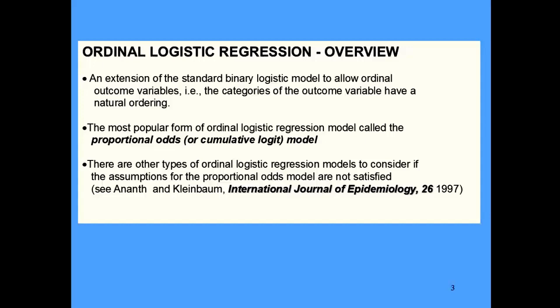You're making use of the ordering in terms of how you're doing the analysis. Now, there are several different ways to do ordinal logistic regression, and the most popular form is called the proportional odds or cumulative logit model. The proportional odds model, the PO, is what I'm going to primarily talk about. And there are other types of logistic regression models to consider if the assumptions for the proportional odds model are not satisfied.